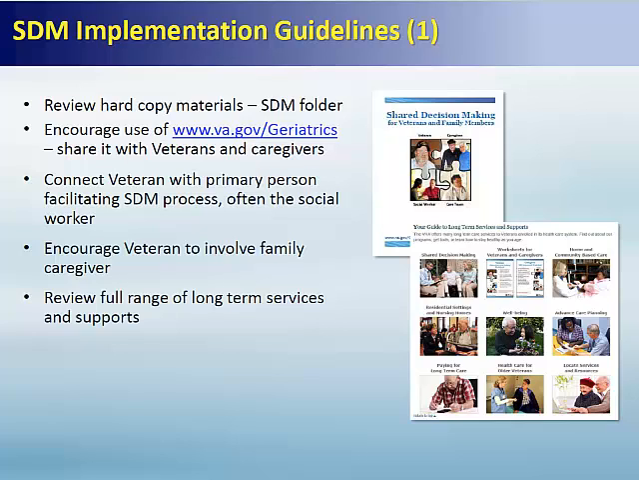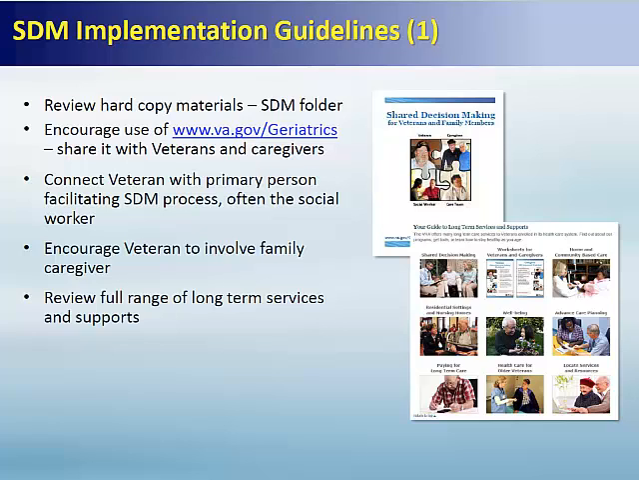It is very helpful to go online while the veteran is at an appointment so that the veteran and family see the website and recognize its value. Connect veterans with a social worker or the primary person facilitating the shared decision-making process. Again, this is an area where nurses, physicians, and other care team members can be involved by making referrals or helping veterans and family caregivers. Encourage the veteran to involve a family caregiver if there is one who can reasonably contribute to the process.